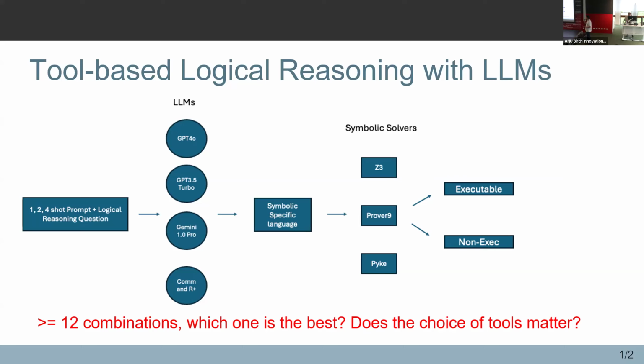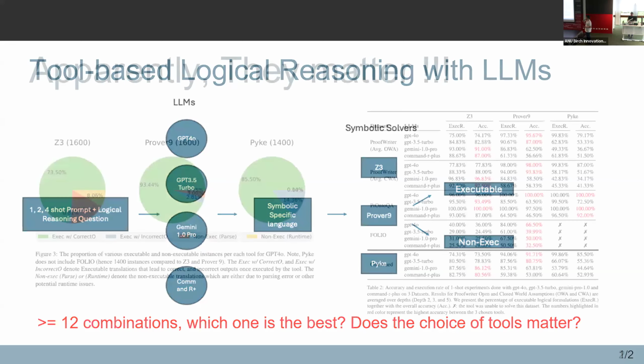Recent approaches have been using different symbolic solvers like Z3 and Prover9. But the problem is there are over 12 combinations out there, and each paper has its own combination. We don't know which one's the best. So my paper investigates this.